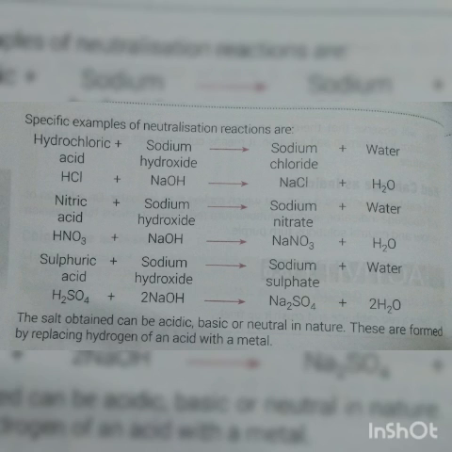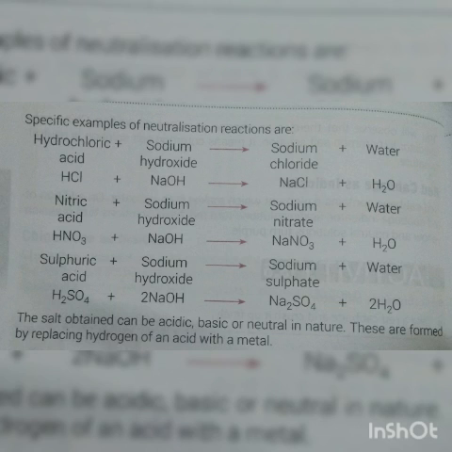Now, students, look into the page. There are a few chemical reactions. You need to remember all these reactions, students. These are very important. First one is hydrochloric acid, where it is reacted with a base, that is sodium hydroxide, it forms sodium chloride, that is NaCl, plus water, students.